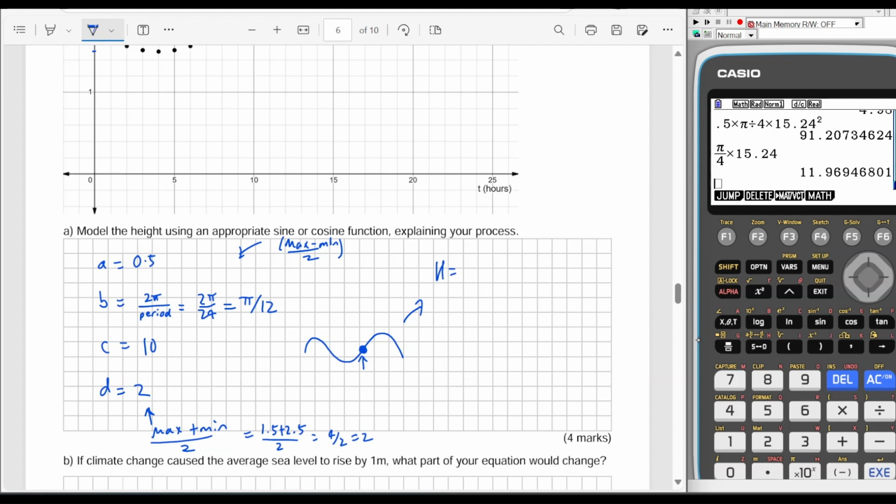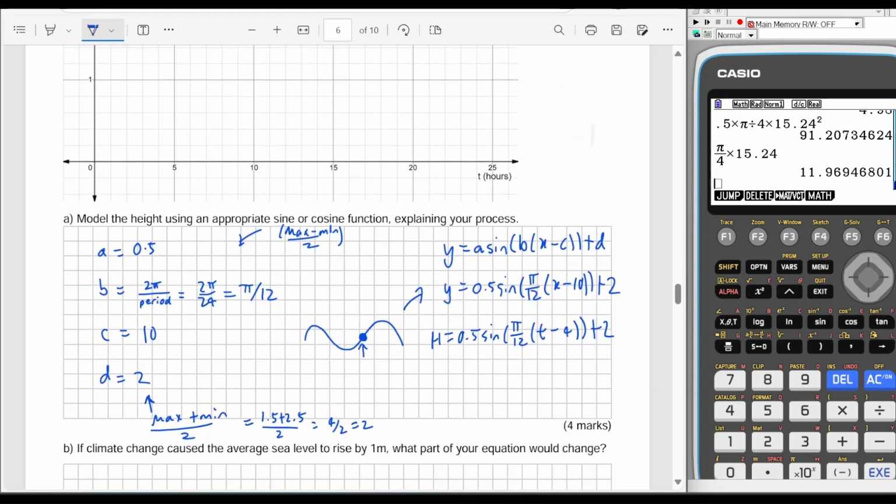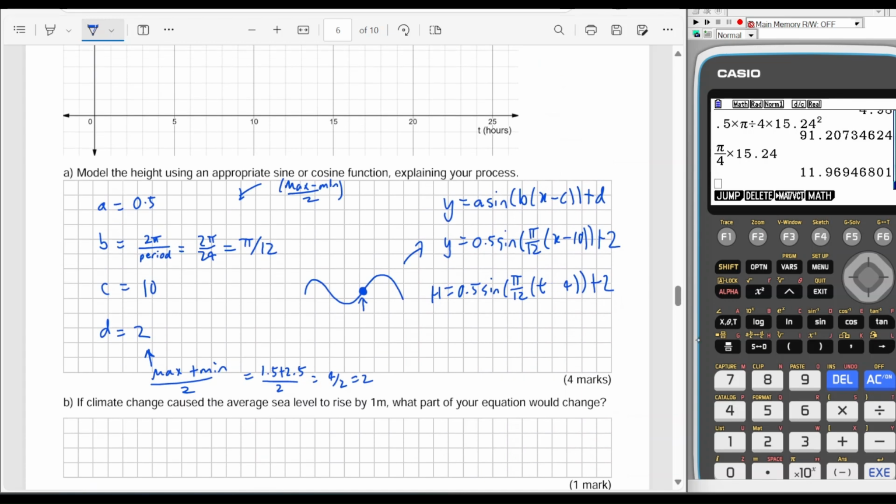H is the a value. So I might actually just write out y is a sine of b, x take c plus d. We can put in all of our values. So it's 0.5 sine of pi over 12 x take 10 plus 2. And we've got to convert that into h and t. So it's 0.5 sine pi over 12 t take 4 plus 2. Why did I go take 4? Take 10. Apologies about that.